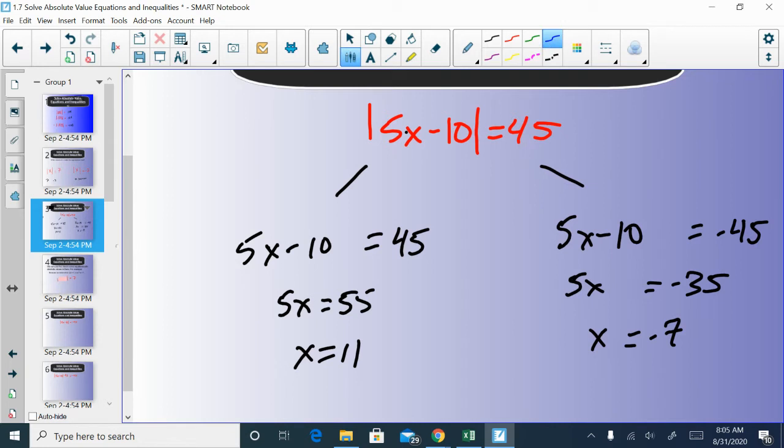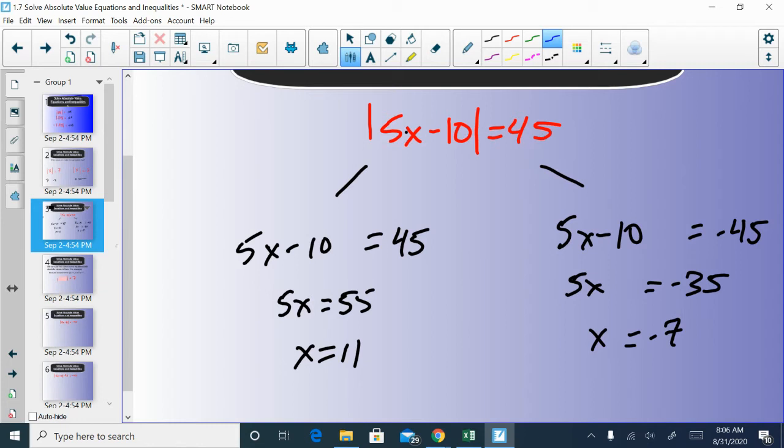Now, I am going to get kind of fussy with you at some point in this lecture, where you have to check your work. Okay, so let's make sure that we can do that right now. We want to make sure that when we plug in 11 for x, then take the absolute value of it, we get 45. So if I plug in 11 here, 5 times 11 is 55, and 55 minus 10 is 45. When you take the absolute value of 45, you do get 45.